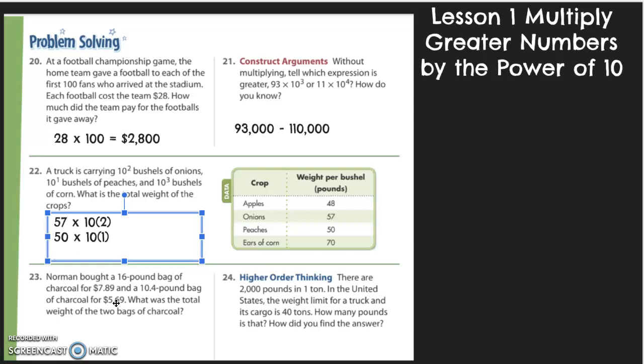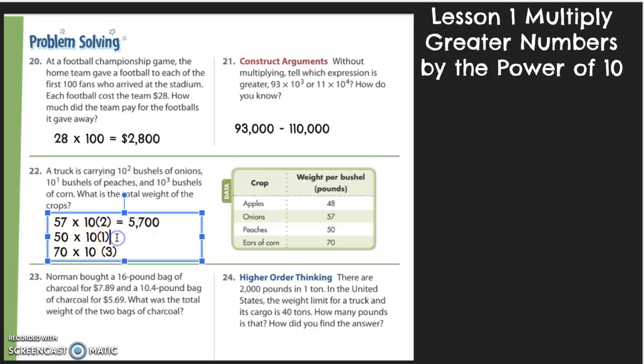And finally we have bushels of corn. And corn, if I go over here and look, it says 70. And we multiply that times 10 to the 3rd. Now we got to multiply all these and then add them up. So if I do this first one here, 57 times 10 to the 2nd, that's going to be 5,700.